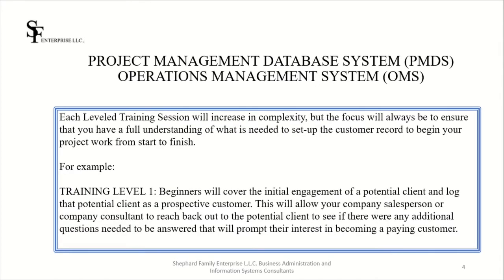Each level training session will increase in complexity, but the focus will always be to ensure that you have a full understanding of what is needed to set up the customer record to begin your project work from start to finish. For example, training level 1, beginners, will cover the initial engagement of a potential client and log that potential client as a prospective customer. This will allow your company's salesperson or company consultant to reach back out to the potential client to see if there were any additional questions needed to be answered that would prompt their interest in becoming a paying customer.